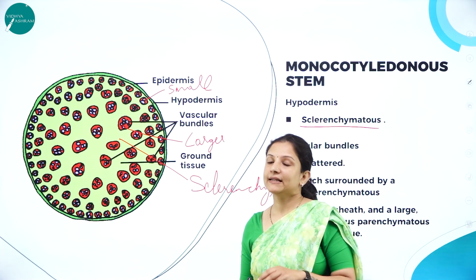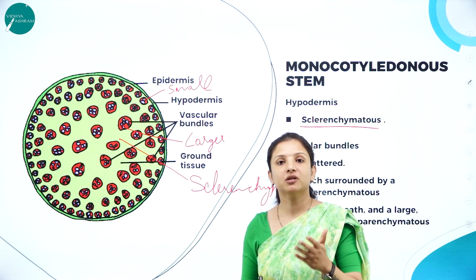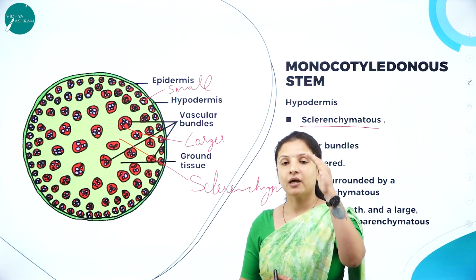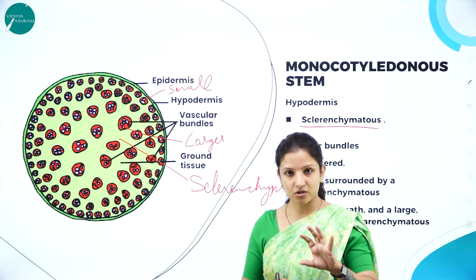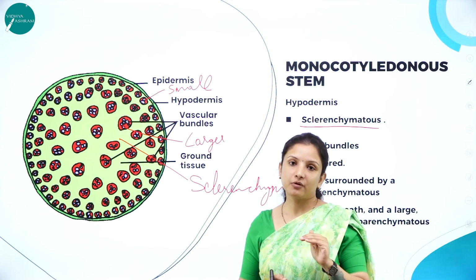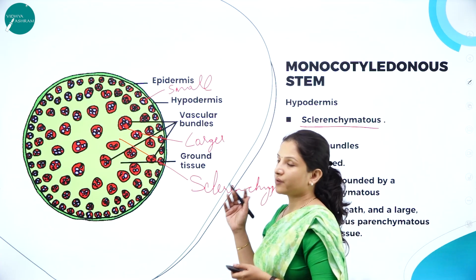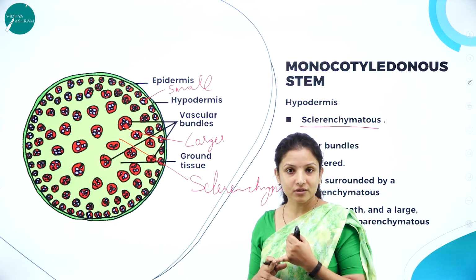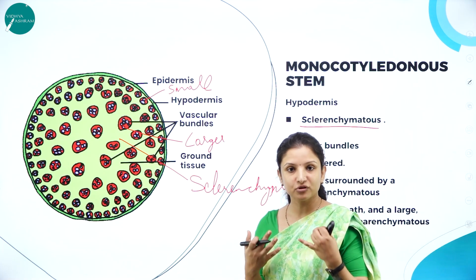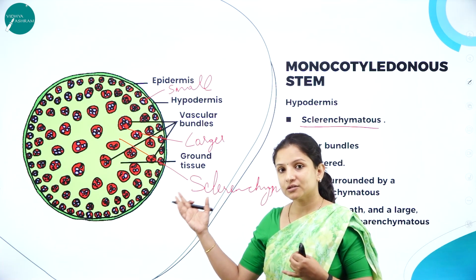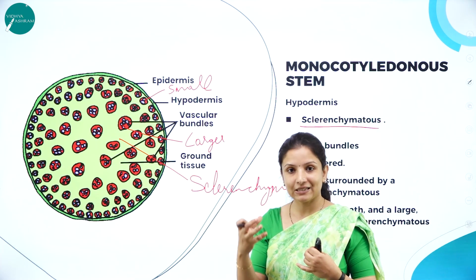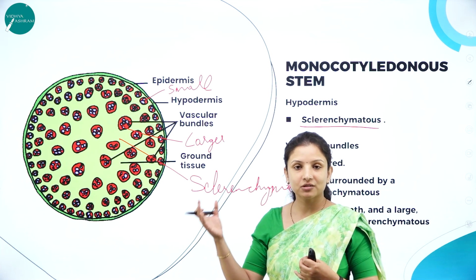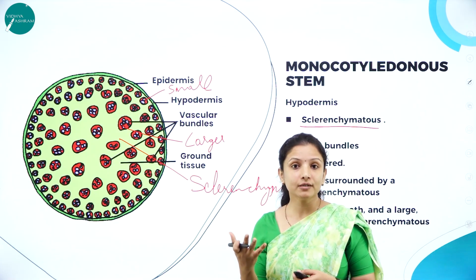Surrounding the vascular bundles is the sclerenchyma cells. The hypodermis is made up of sclerenchyma. And below the hypodermis, whatever ground tissue or cortex is there, it is made up of the parenchyma cells. So this is one of the major differences between the monocot stem and the dicot stem in terms of hypodermis. In monocot stem, the hypodermis is made up of sclerenchyma. In the case of dicot stem, the hypodermis was made up of collenchyma cells.